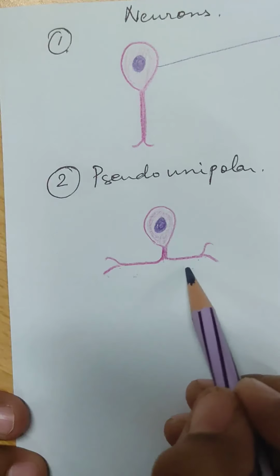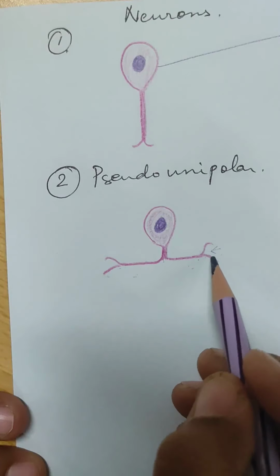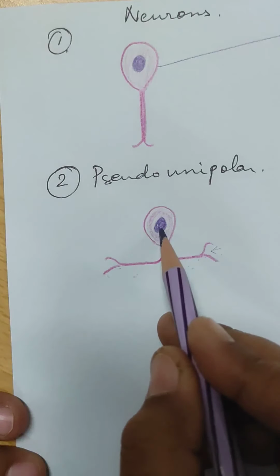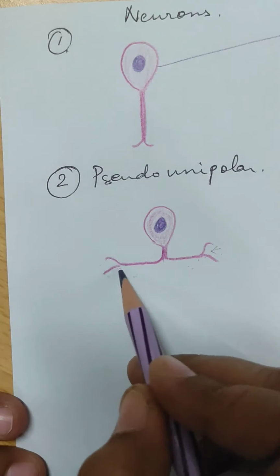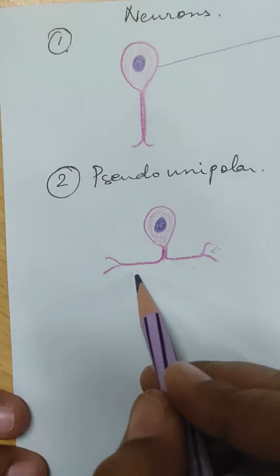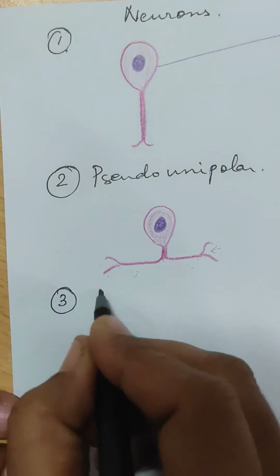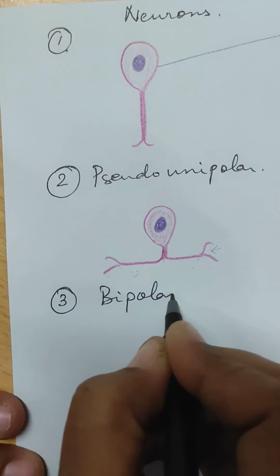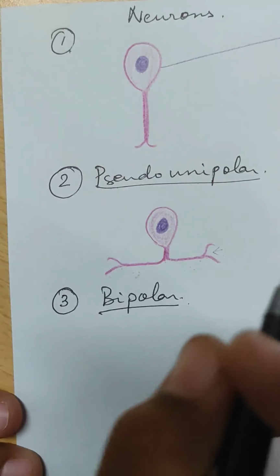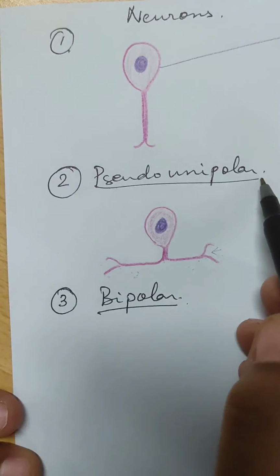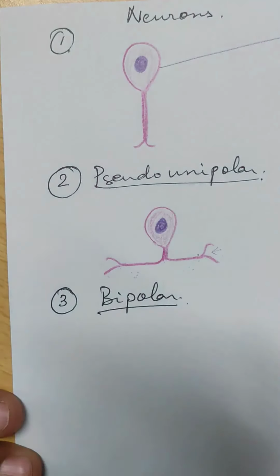How do we know whether it is an axon or a dendrite? If the impulses are passing into the cell, then it becomes a dendrite. If the impulses are passing away from the cell, then it behaves like an axon. Okay, now we come to the third variant, which is called bipolar. Unipolar neurons are usually not present in the human body. Pseudo-unipolar neurons are present in the dorsal root ganglion in the spinal nerve.